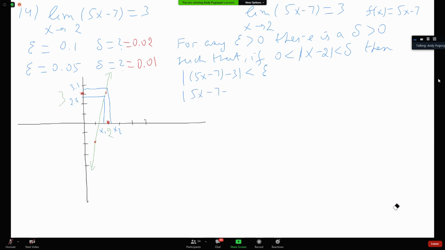5x minus 7 minus 3 equals 5x minus 10 equals 5 times x minus 2, and 5 is positive, so 5 times the absolute value of x minus 2. Now, absolute value of x minus 2 is less than delta, so this is less than 5 delta. But we wanted this one to be less than epsilon. So 5 delta equals epsilon. Delta should be 1 over 5 epsilon.